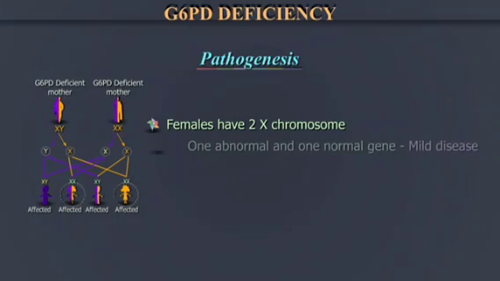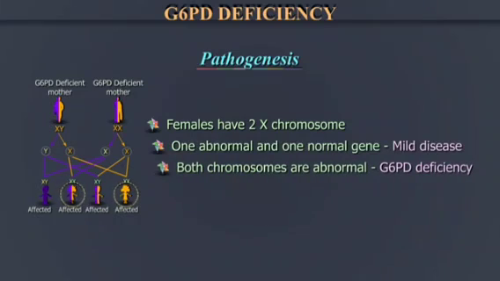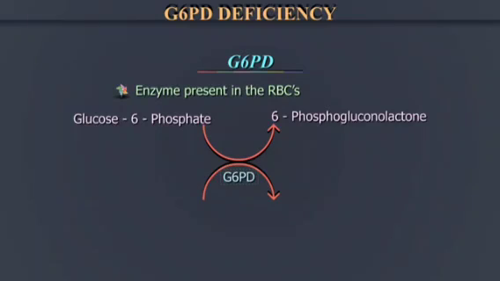Females have two X chromosomes. If one abnormal and one normal gene is present, she will have a mild disease. If both the X chromosomes are abnormal, she will have G6PD deficiency. What is G6PD? G6PD is an enzyme present in the RBCs, which catalyzes conversion of nicotinamide adenine dinucleotide phosphate, or NADP, to its reduced form, that is NADPH, in the pentose phosphate pathway.